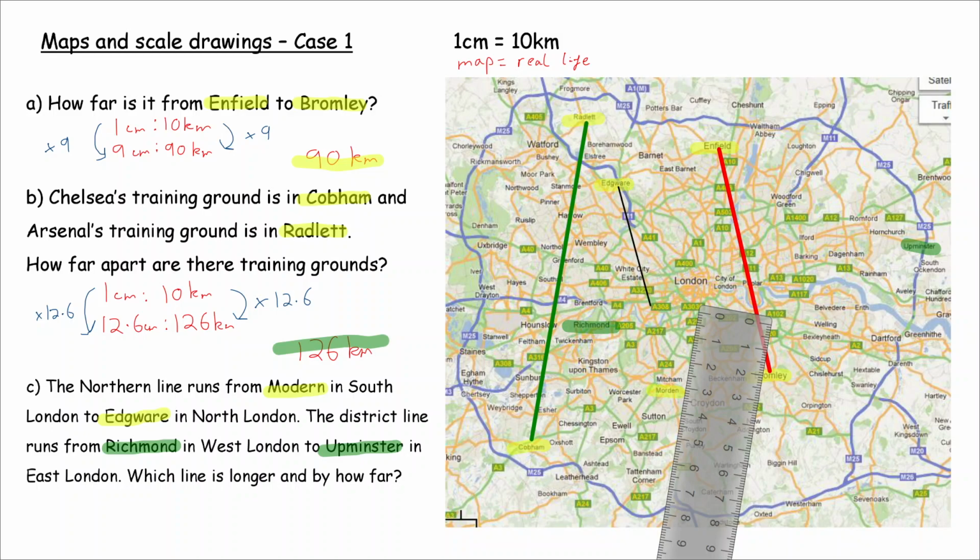Edgware to, that's not in yellow, that's not good. Edgware to Morden. And yellow is not very easy to see, actually, that's a bad colour. Let's just go and do it in black.